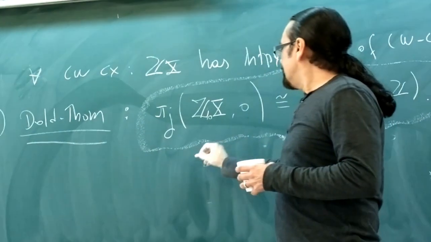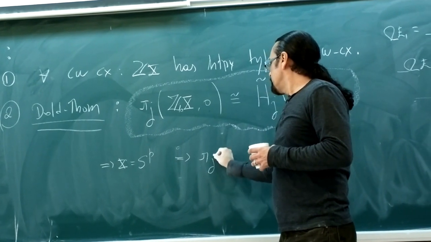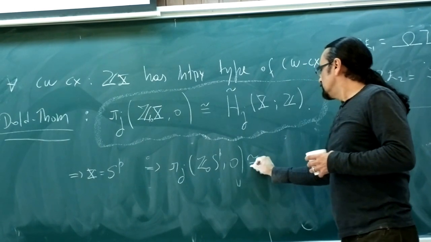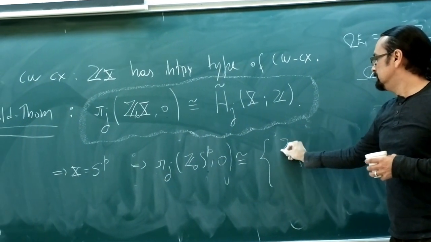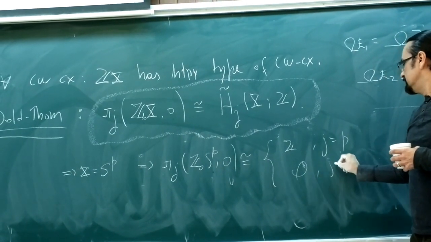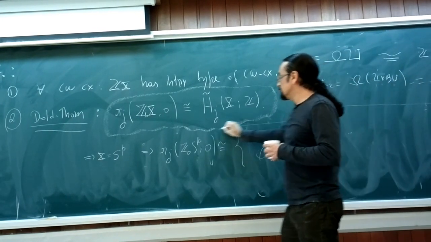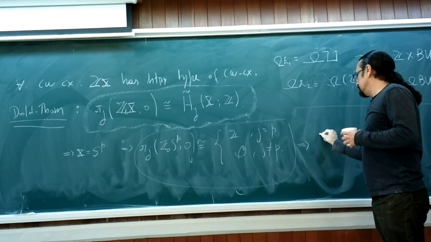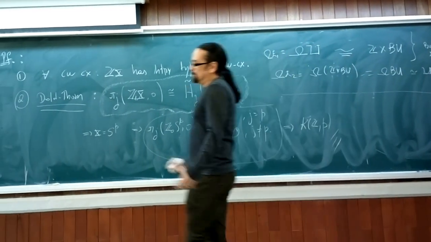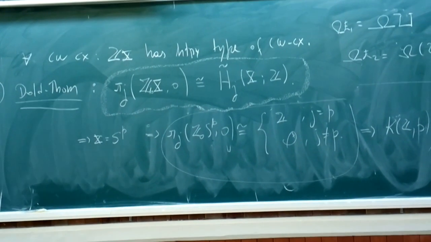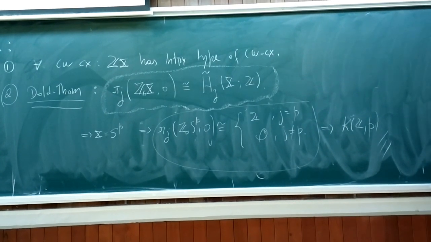As a consequence, if you take X equal to S^p, then pi j of Z_0 of S^p, based at 0, is isomorphic to the reduced homology of S^p. So it means that it has only one non-trivial homotopy group, which will be Z when j is equal to p, and 0 when j is different from p. Now I'm going to cheat. I'll say that any space of the homotopy type of a CW complex that satisfies this condition is a K(Z,p). So this property characterizes uniquely, up to homotopy of course, the spaces that I'm looking for. And of course, I can give you references in the literature where you can find the details. But I wanted to really bring forth the Dold-Thom theorem here.